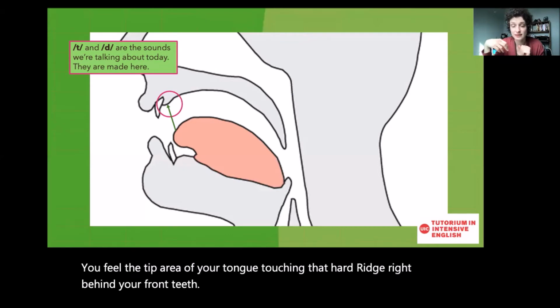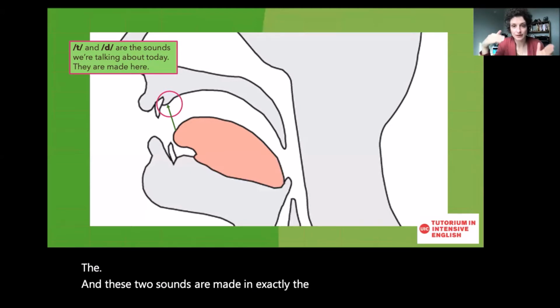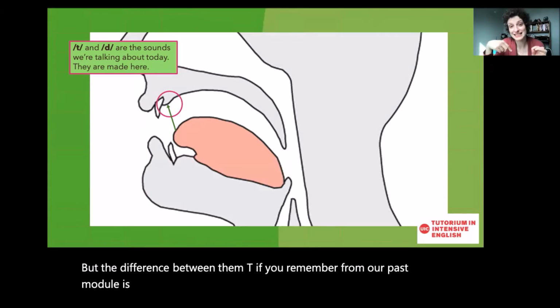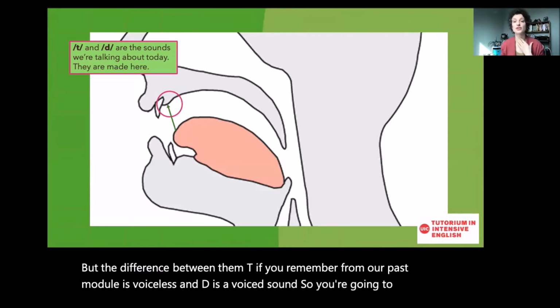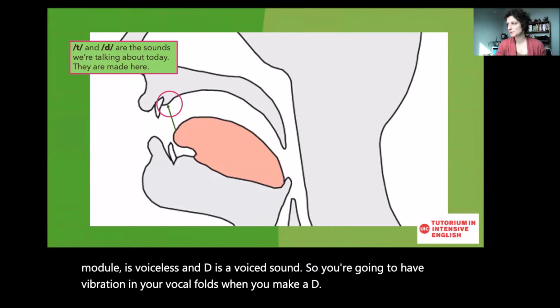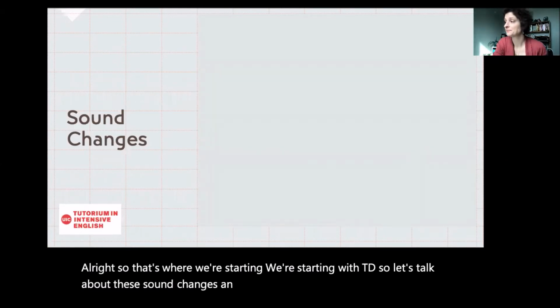And d, d. These 2 sounds are made in exactly the same place in our mouth, but the difference between them, if you remember from our past module, is that T is voiceless, and D is a voiced sound. So you're going to have vibration in your vocal folds when you make a D. All right, so that's where we're starting. We're starting with T and D. So let's talk about these sound changes and look at some examples.